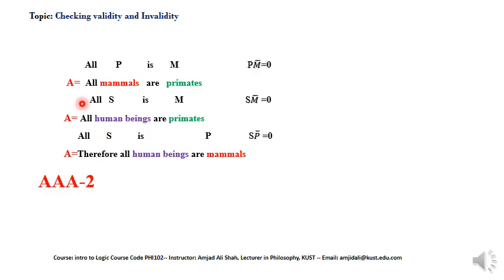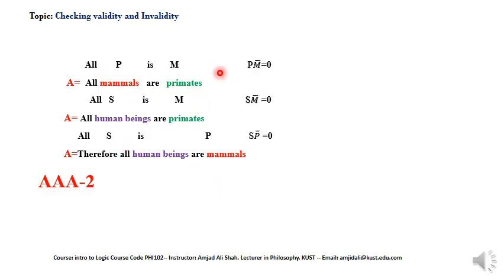Now the syllogism says: all mammals are primates, all human beings are primates, therefore all human beings are mammals. If you remember, the predicate of the conclusion of the syllogism is the major term. The subject of the conclusion is the minor term, and there is another term which appears in both of the premises, that is primate. That is known as the middle term.